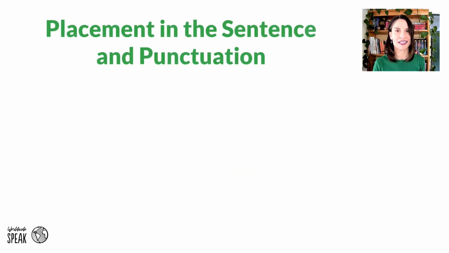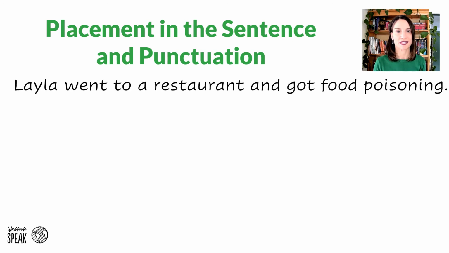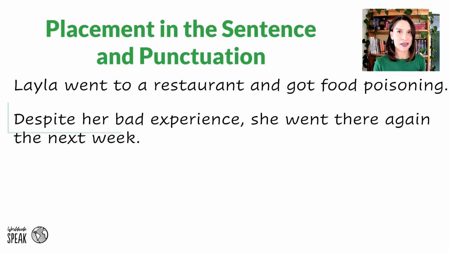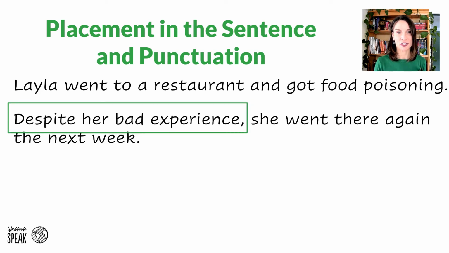Now there's just one more thing that I want to talk about, and this is about how you can place these words in a sentence because they can be in two different positions. Let me show you an example. So my friend Layla went to a restaurant and got food poisoning. That's terrible. Despite her bad experience, she went there again the next week. Okay, this is another unexpected situation. She had a terrible experience and she went again. I didn't expect that. But look how despite works in the sentence. Despite her bad experience. Remember, I'm using despite with the noun.